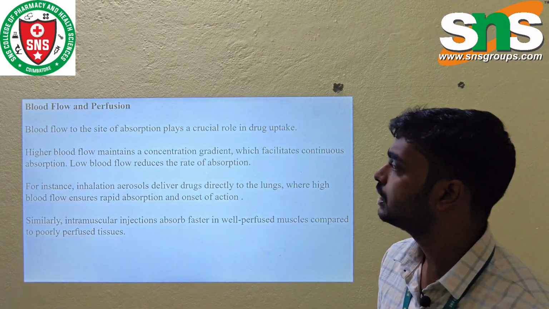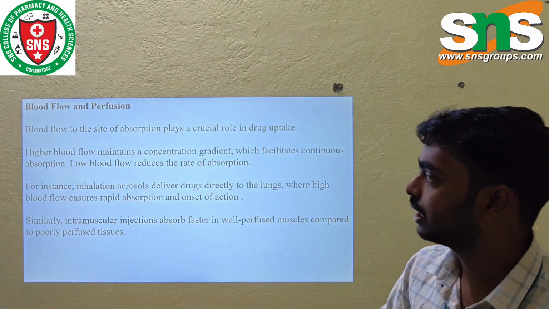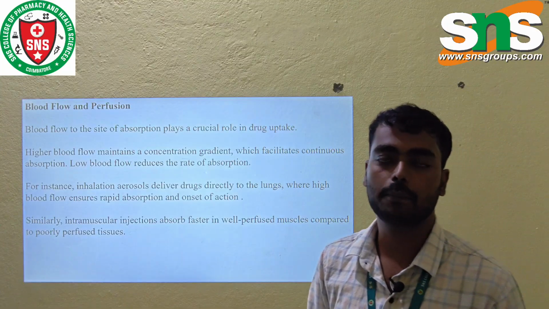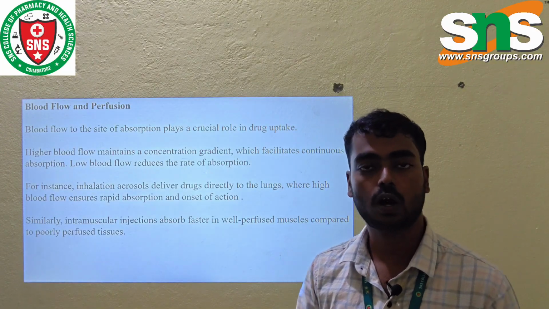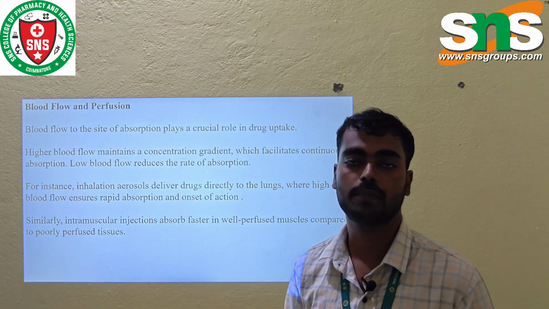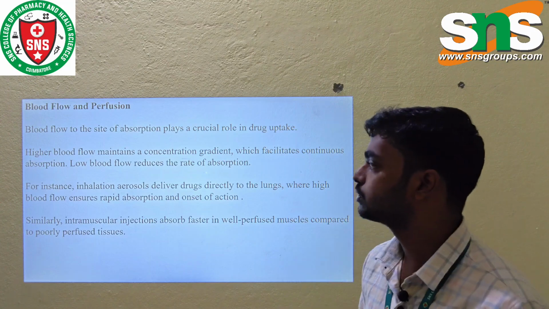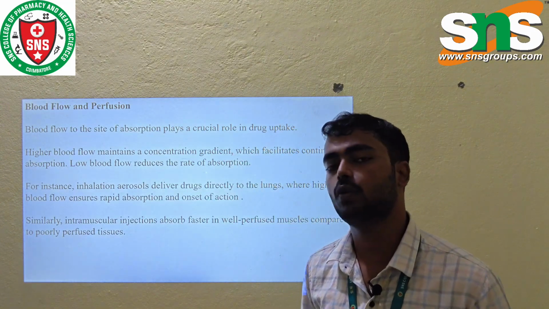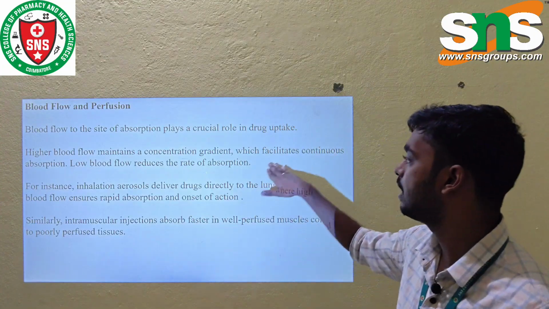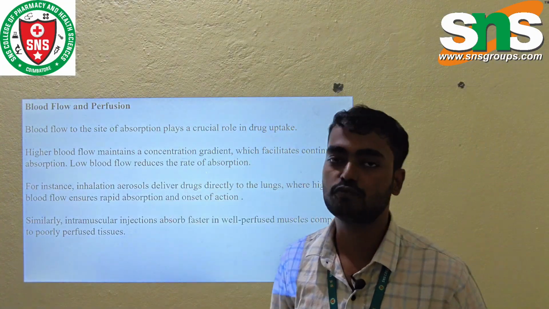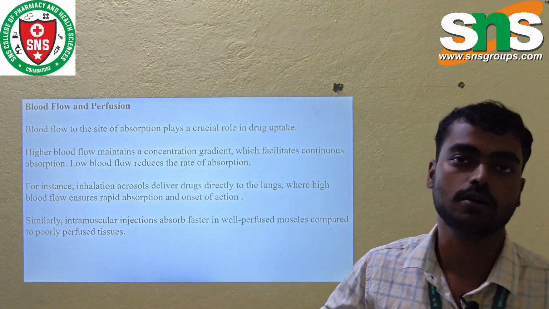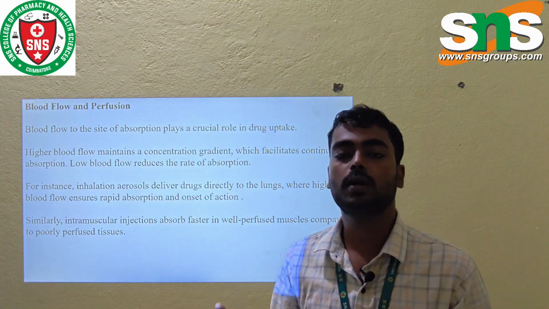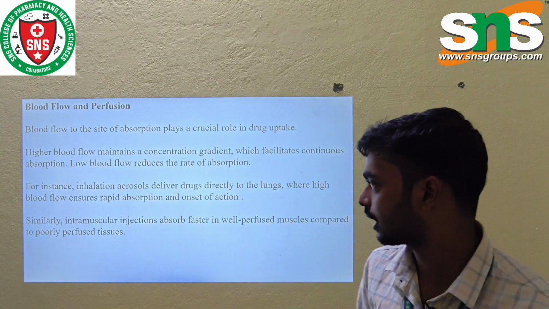Okay. Next, blood flow and perfusion. If the blood flow in our intestine is proper, the absorption of the drug is increased. Higher blood flow maintains the concentration gradient, which facilitates absorption. Lower blood flow reduces the rate of drug absorption.